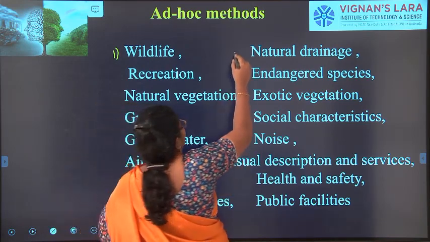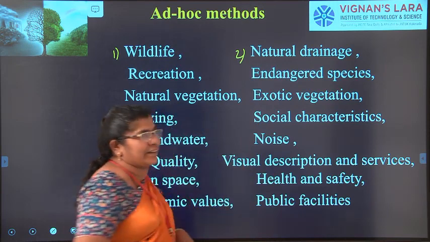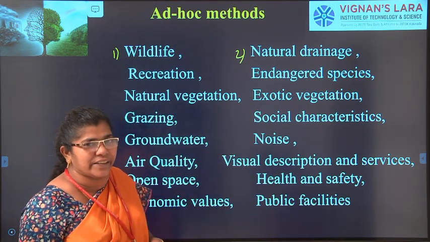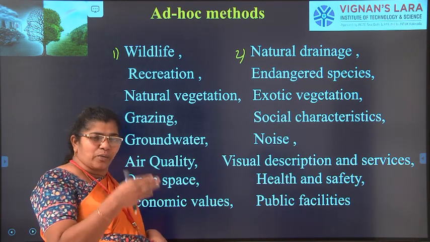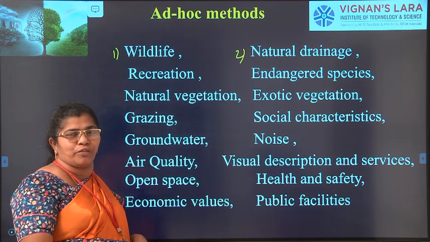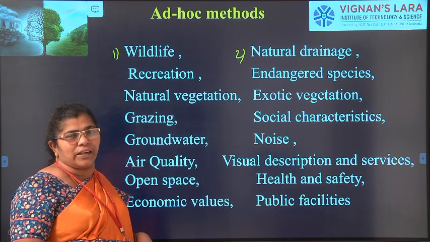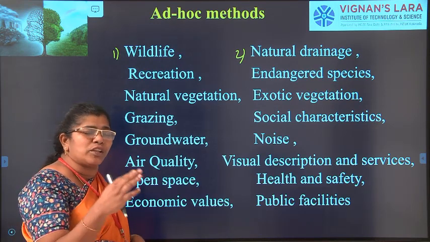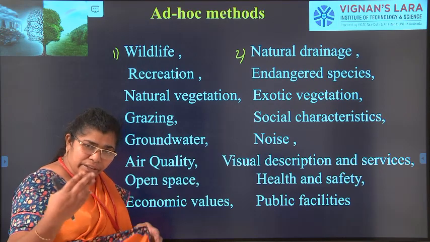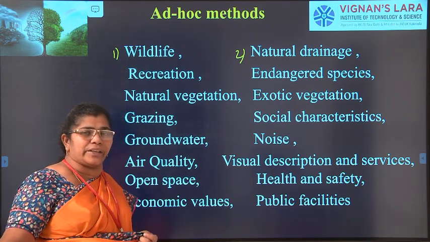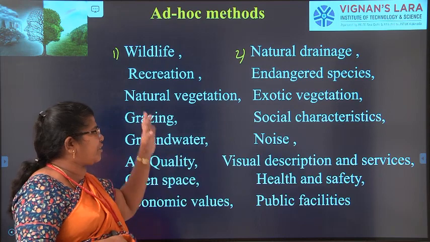The second one, the natural drainage system will be affected. Natural and artificial drainage are there. Natural drainage is nothing but the way by which water flows into the ground, so the groundwater level rises or decreases. Due to this project, the groundwater level will be affected. Due to this project, the natural drainage system will be diverted. The streams will be affected. Like that, it will give it in general.